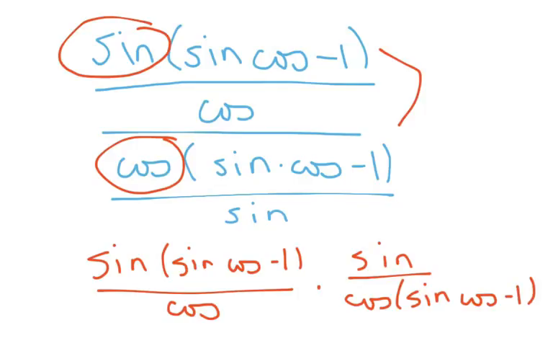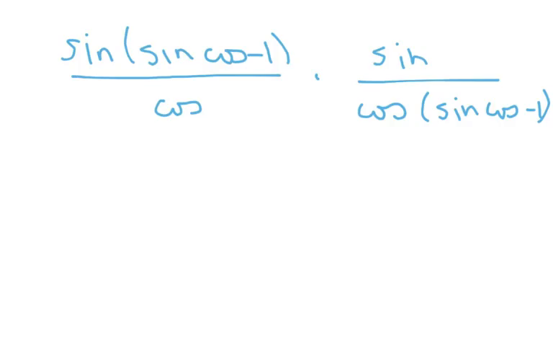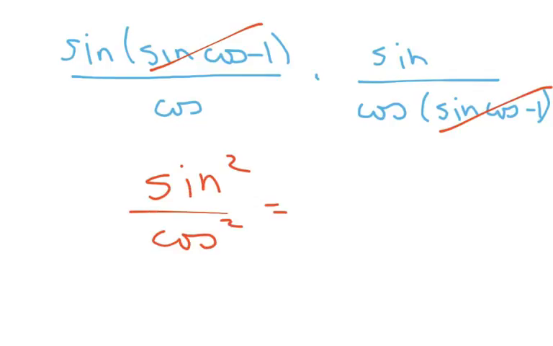And that's what I did here. When you do that, you're going to get these two cancel, and you get sine squared over cosine squared equals tan squared. And that's, we established the identity.